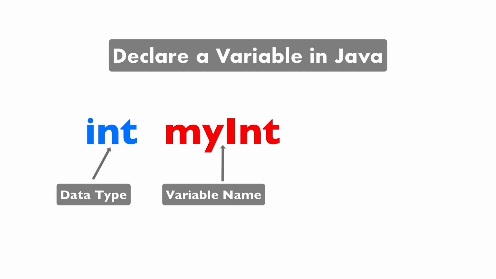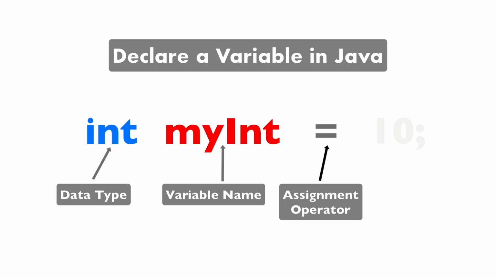To be able to put some data into our variable, we need to assign a value using the assignment operator, which is the equal sign. Then we can give the variable a value, say 10, and finish off this statement with a semicolon. So this statement says we have declared a variable myInt of type int and assigned a value of 10 to it. Okay, let's take a look at how this looks in Eclipse.